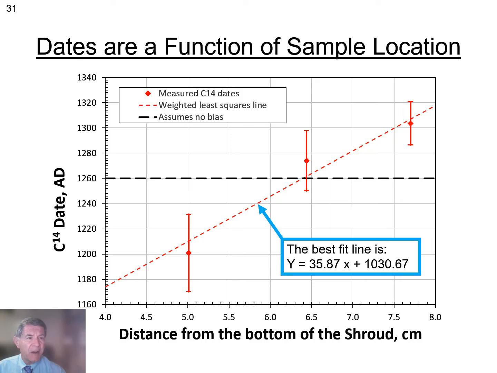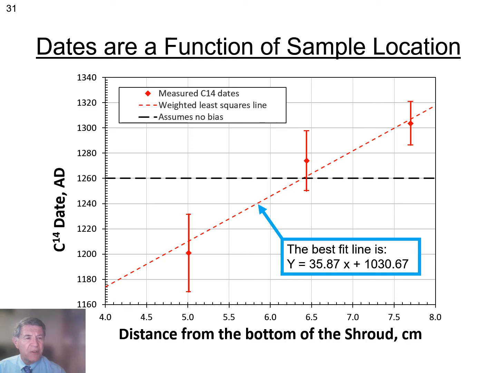This systematic error was a function of the distance from the bottom of the cloth, as shown in this figure. The y-axis in this figure is the carbon date obtained from the laboratories, and the x-axis is the distance from the bottom of the cloth. The 3 points are the average values from the 3 laboratories, and each vertical bar shows the 1 sigma uncertainty. 1 sigma means there is about a 68% probability that the true value falls within this range.